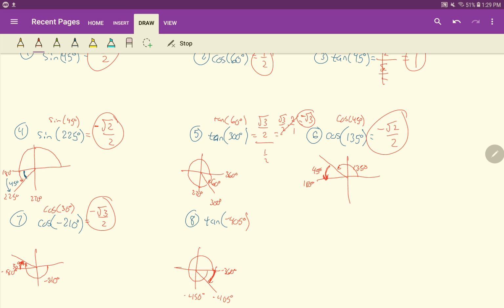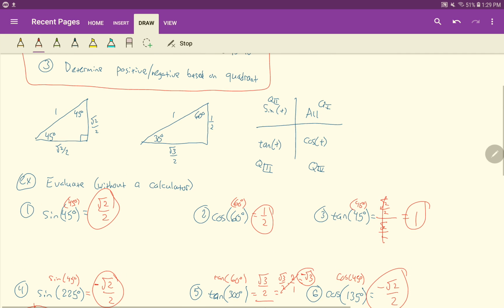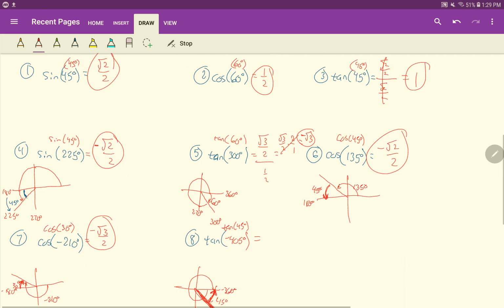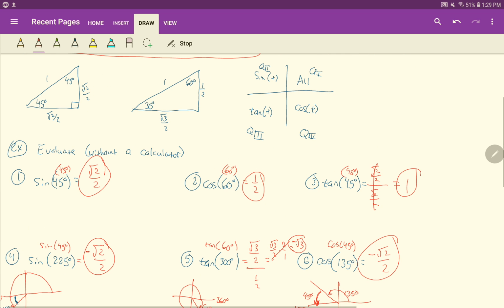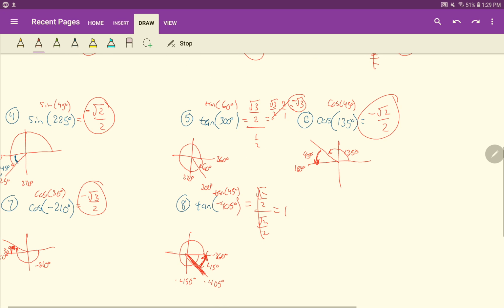And so, again, what is this reference angle right here? How do we get from this terminal side to the x-axis? Well, it's a difference of 45 degrees. So this is like evaluating tangent of 45, which is, going back up here, opposite over adjacent, so root 2 over 2 over root 2 over 2, which all simplifies out to just 1. We're in quadrant 4, and in quadrant 4, only cosine is positive, so this will be a negative 1. And again, you can check all these answers with your graphing calculators if you want to, but hopefully that helps a little bit more.